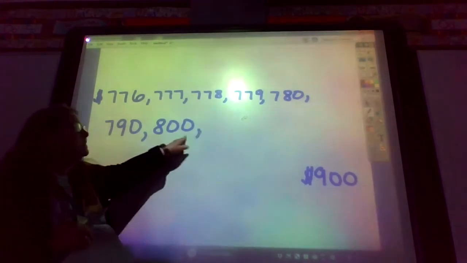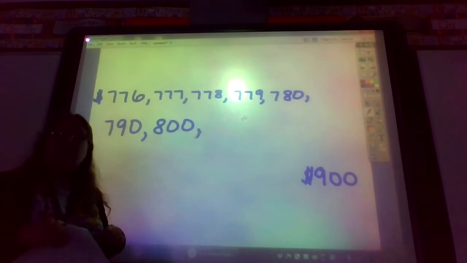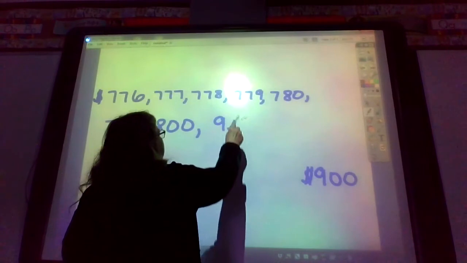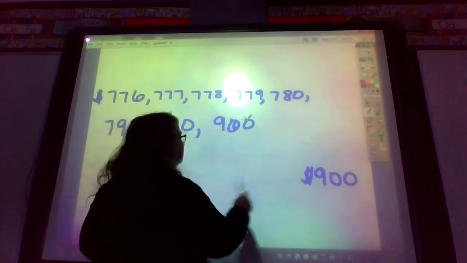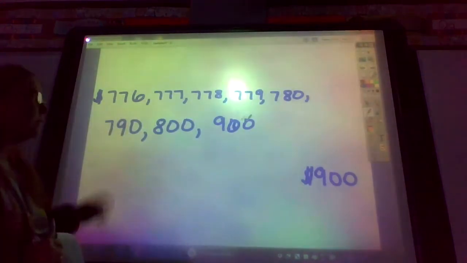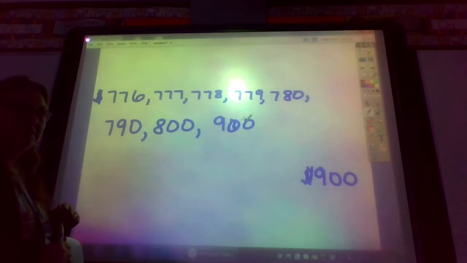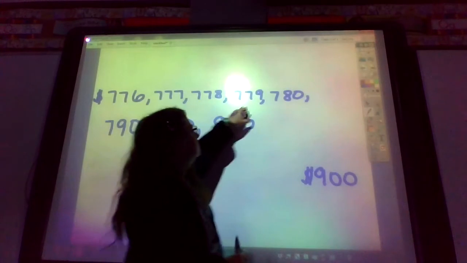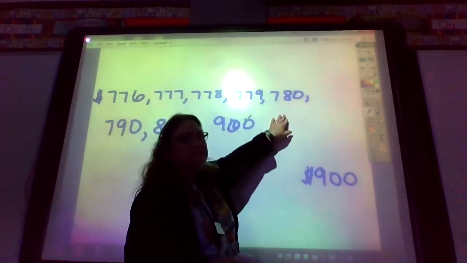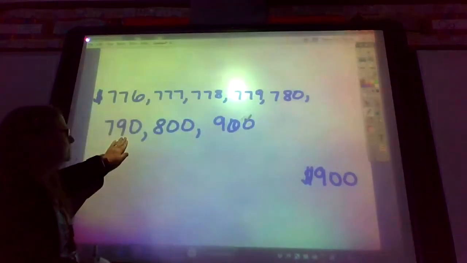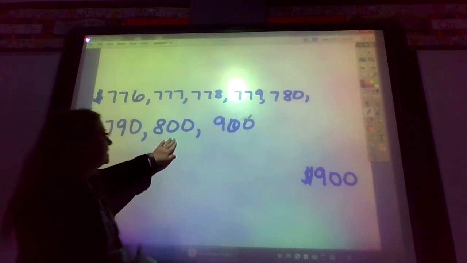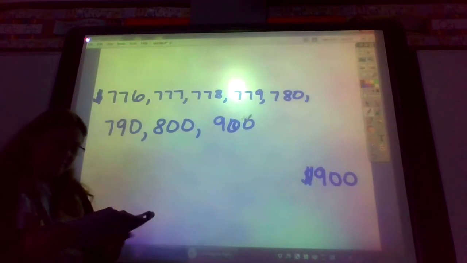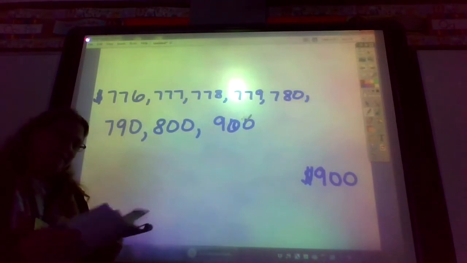Okay, now I have a hundreds number. Now I can count by hundreds. 800, 900. Okay? I made it all the way up to 900. I counted by ones, and then once I got to this one, I counted by tens till I got to this one. And then I counted by hundreds to get to my 900. Okay? So that's what we're going to be doing today.